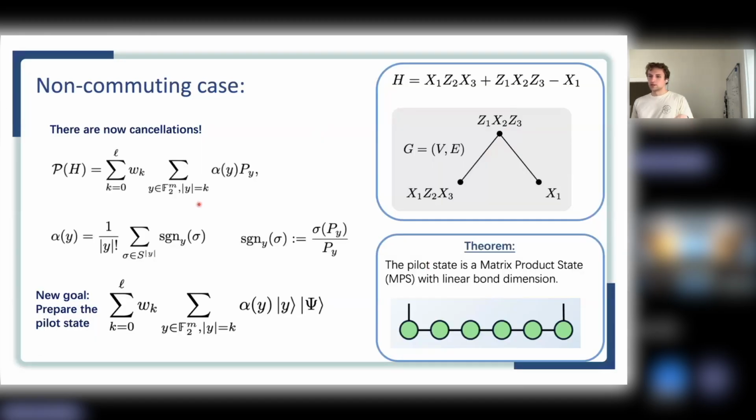Okay, but this is really one big open question: can we prepare this pilot state for more general Hamiltonians? Right now we can only do it if the Hamiltonian is very close to commuting, in the sense that the anti-commutation graph has small connected components.